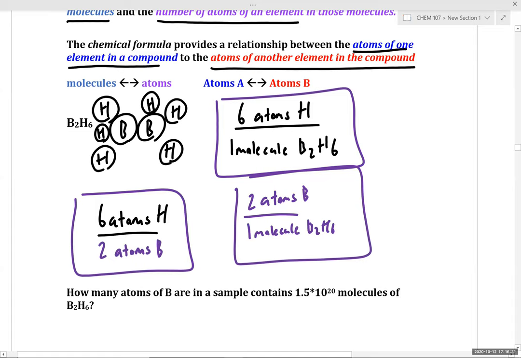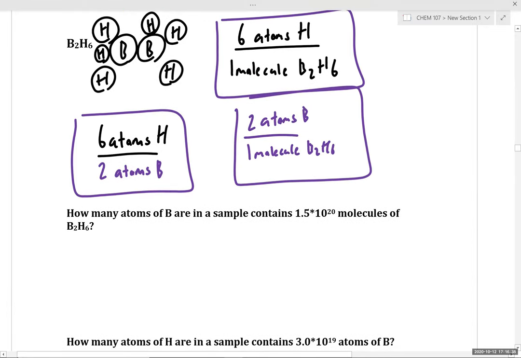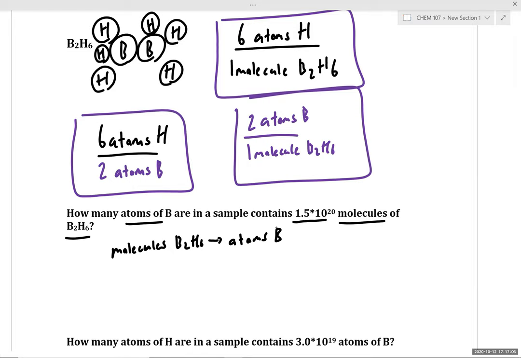Now what we can do is apply these atom to molecule and atom to atom ratios to convert between different units of measurement. So for example, we're asked how many atoms of boron are in a sample that contains 1.5 times 10 to the 20th molecules of B2H6. So we are trying to go from molecules of B2H6 to atoms of boron. Always write out your units. This map will keep your logic focused and will allow you to check your work. The more you map out your problem-solving process, not only the easier will it be for you, but the easier it is for me to assign partial credit when you provide work.